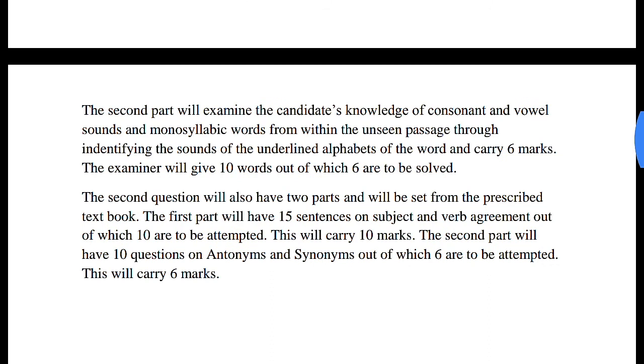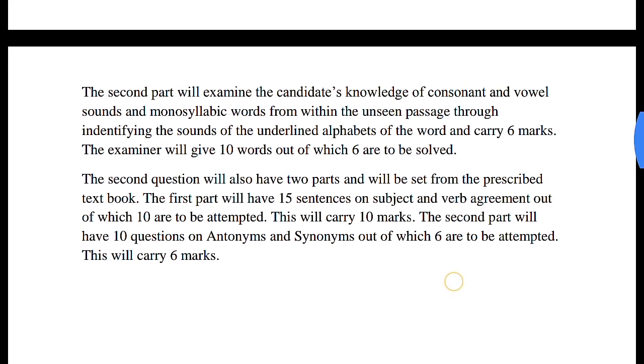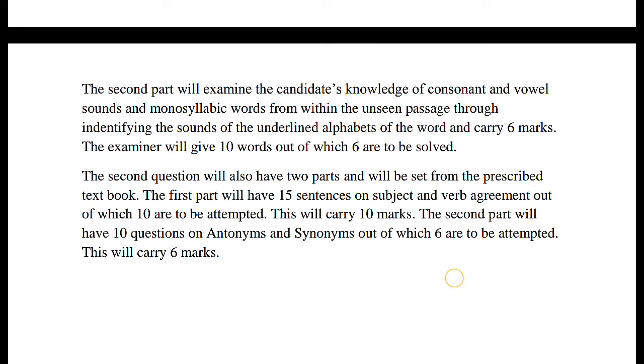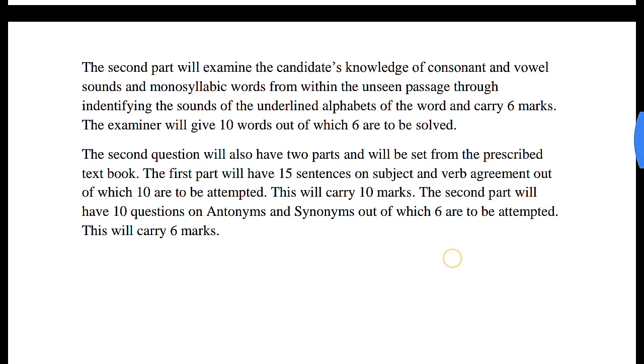The second question will have also 2 parts and will be set from the prescribed textbook. The first part will have 15 sentences on subject and verb agreement, out of which 10 are to be attempted. This will carry 10 marks. The second part will have 10 questions on antonyms and synonyms, out of which 6 are to be attempted. This will carry 6 marks.